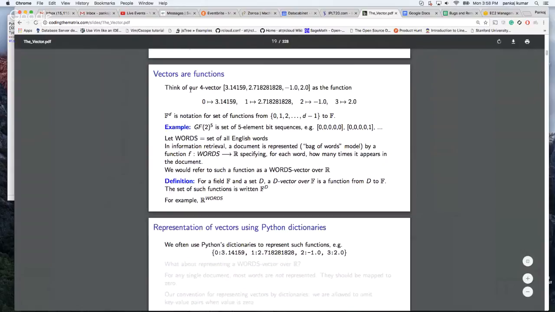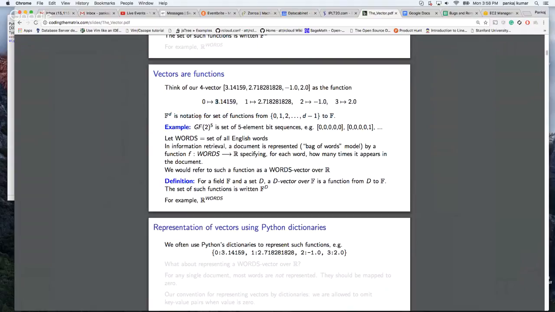So here, the 4-vector from R^4 can also be represented as a function where the domain is 0, 1, 2, 3, and it goes to the reals, and the mapping is defined as 0 to pi, 1 to e, 2 to -1, and 3 to 2. If you remember, F^D is the notation for functions from D to the field F, and this can also be represented as a vector from D to the field F.